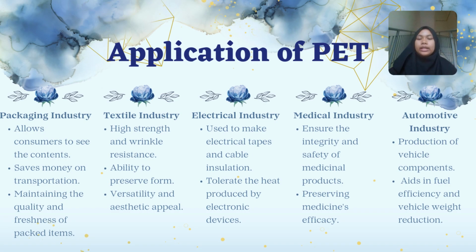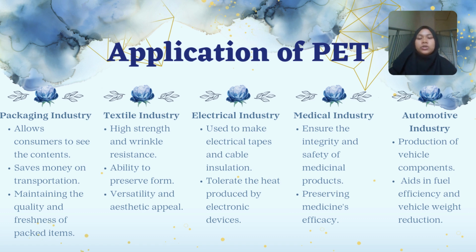For application of PET. PET is a versatile material widely used in various industries. In the packaging industry, PET is commonly used to make plastic bottles and containers for beverages, food, personal care products, and home chemicals. Its transparency allows consumers to see the content, making it perfect for product display. PET's lightweight design saves on transportation costs, while its robustness ensures product protection during handling.